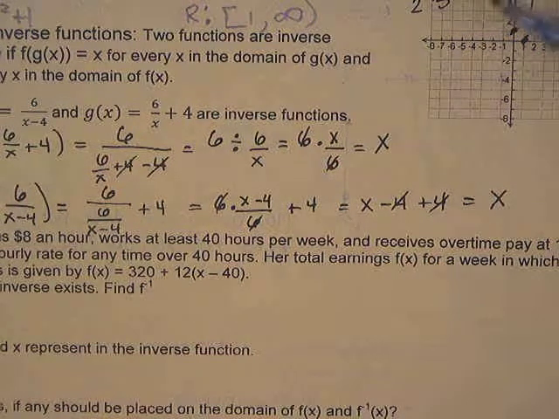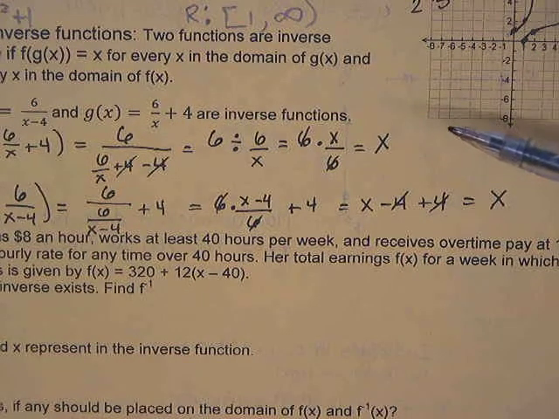Not 4, you get x. Both f of x and f of g of x and g of f of x are both x, which shows that they both undo each other and they're inverse functions of each other.